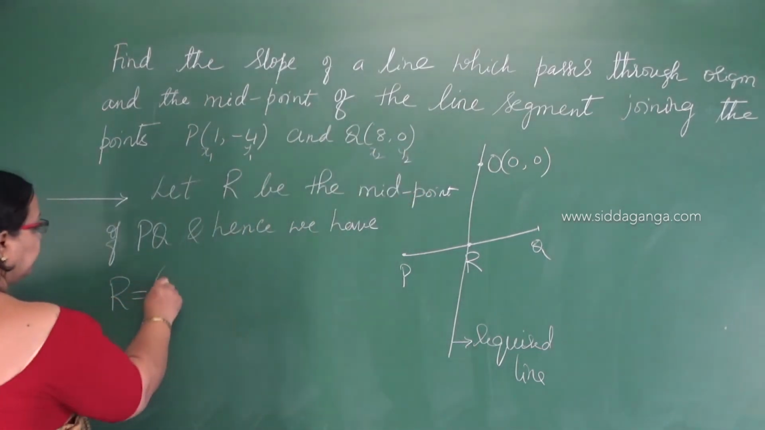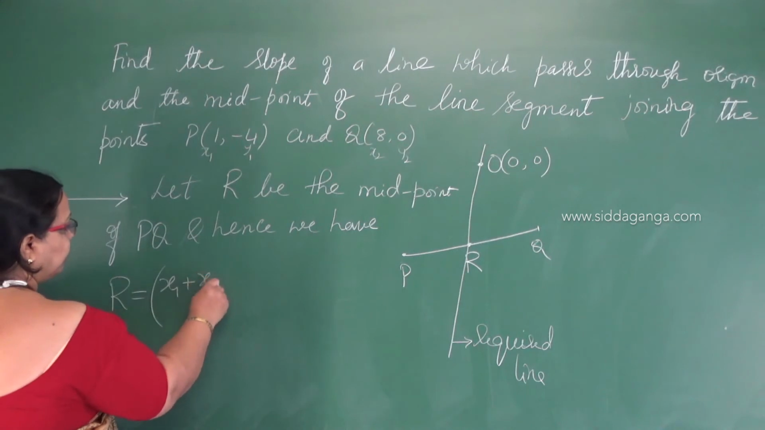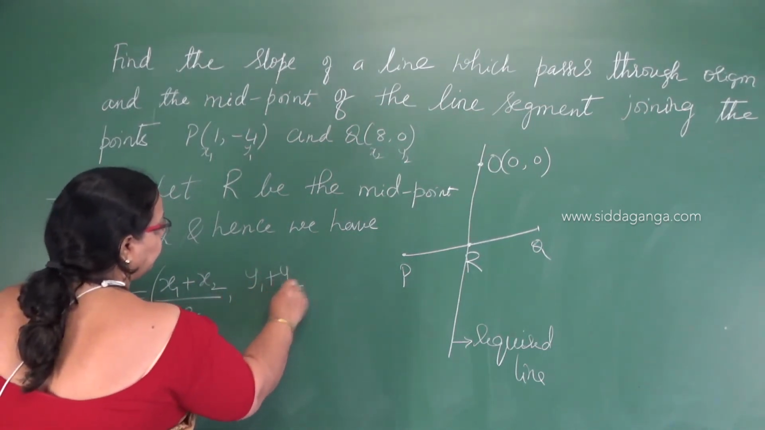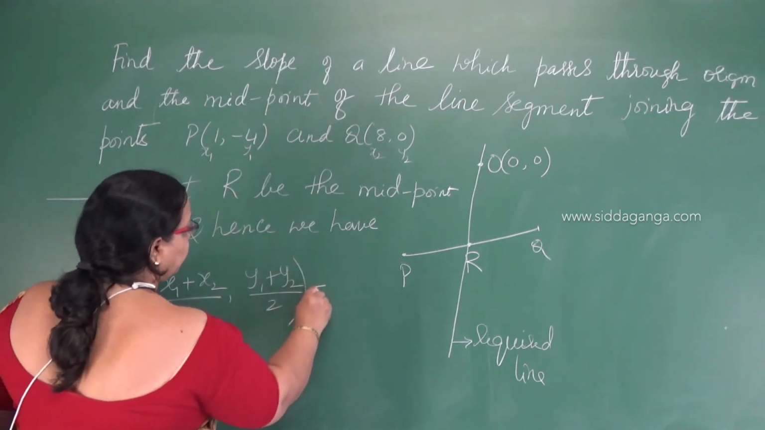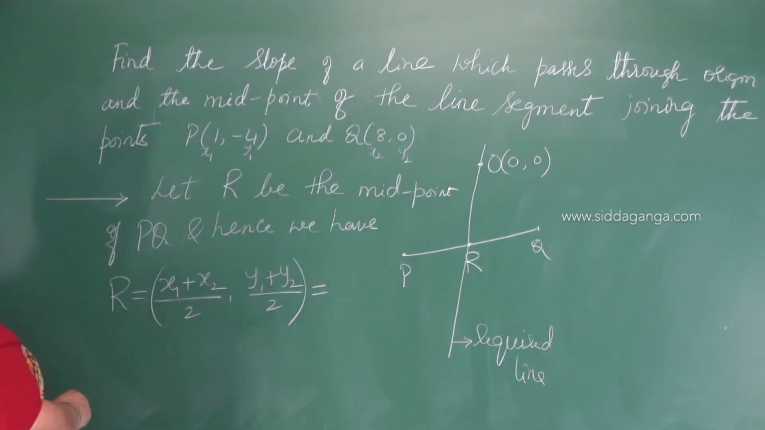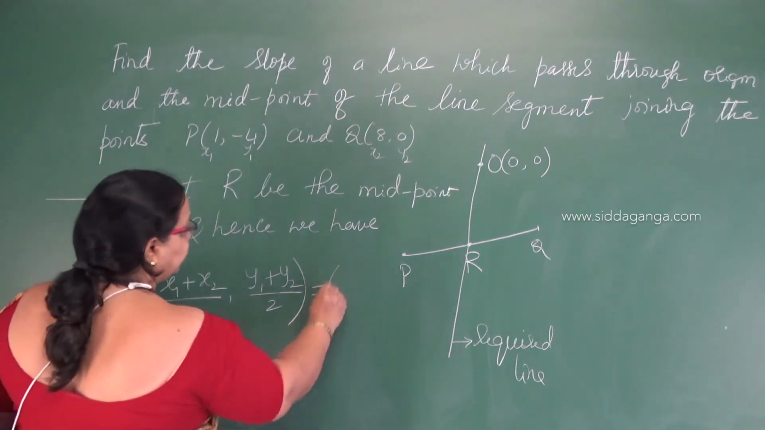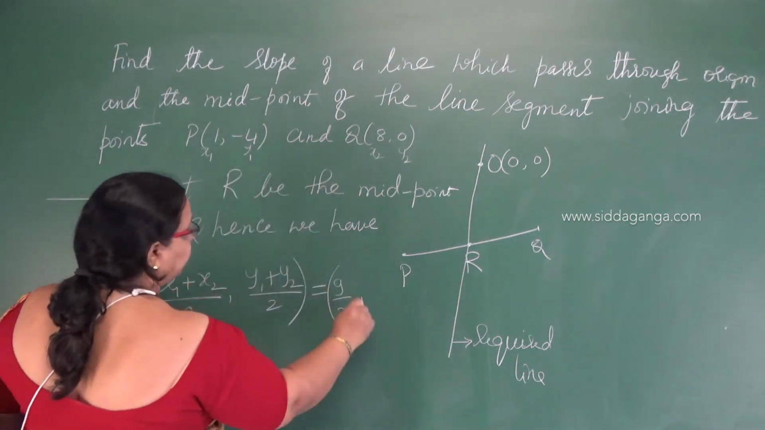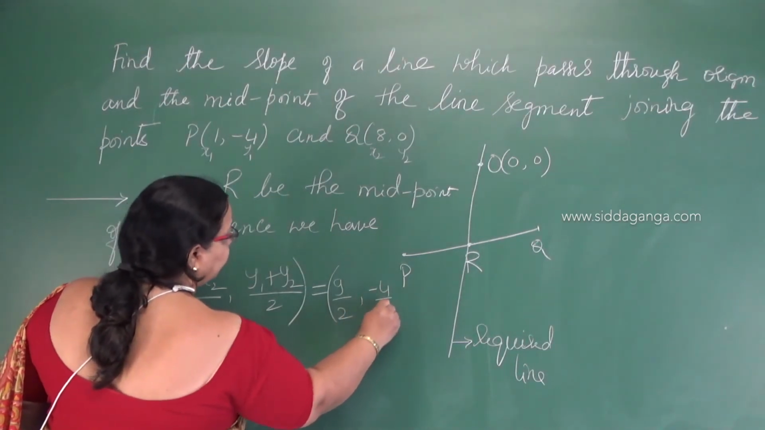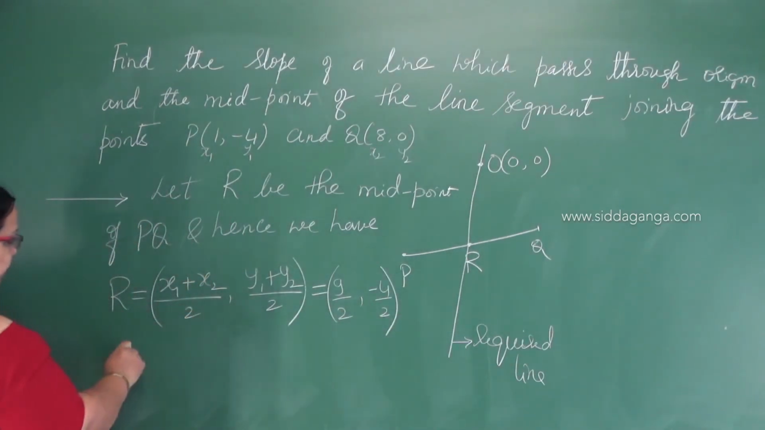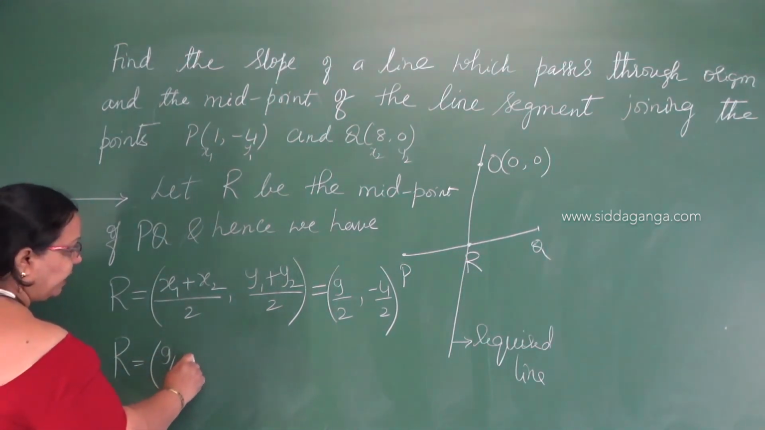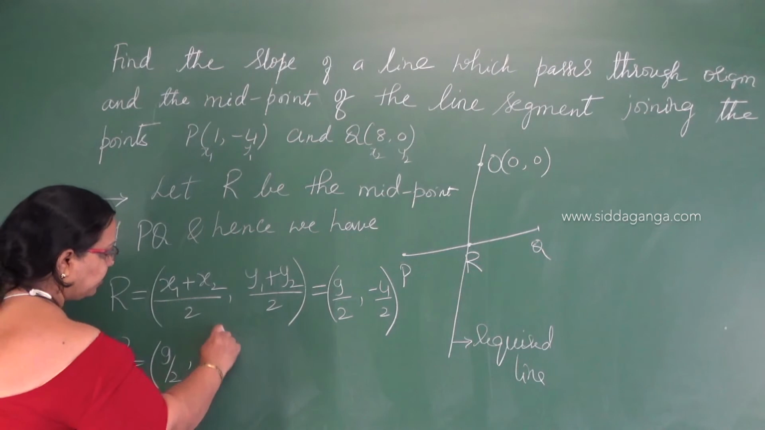So that is, once again let us write the formula here. y1 plus y2 divided by 2. So using that we can write 1 plus 8, that is 9 divided by 2, comma y1 plus y2, minus 4 divided by 2. So that is R equal to 9 divided by 2, comma minus 2.